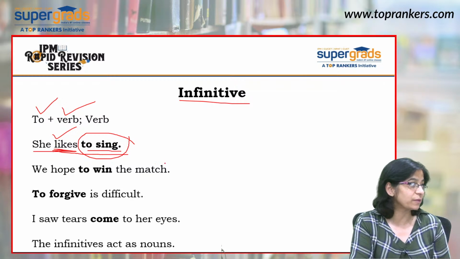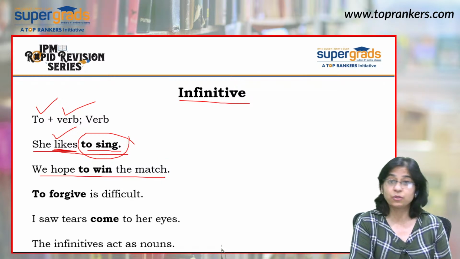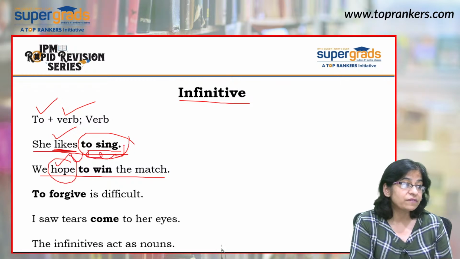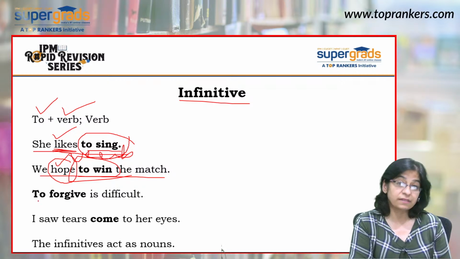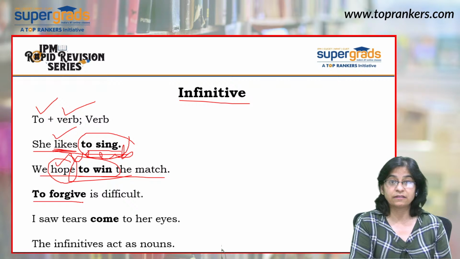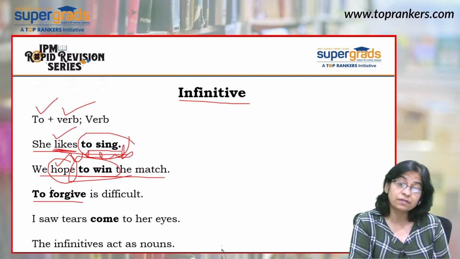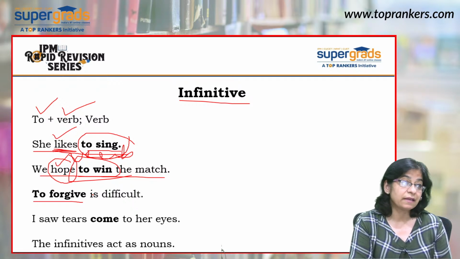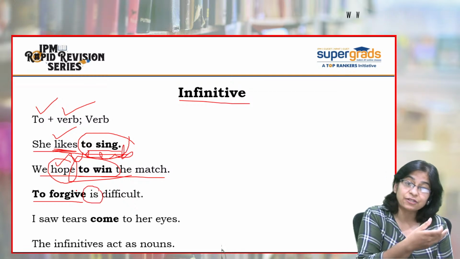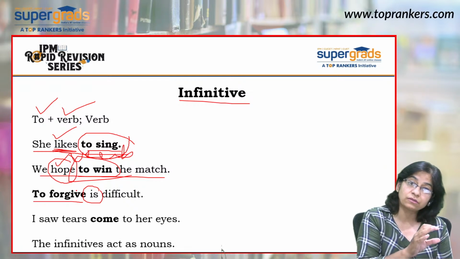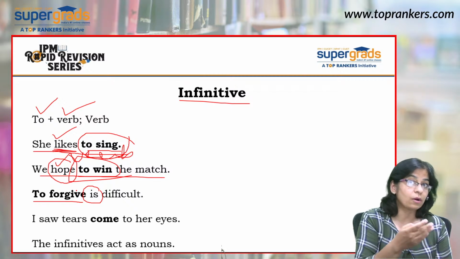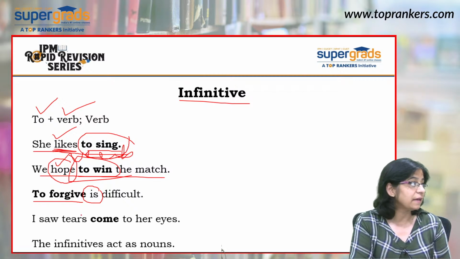Now let's see how this works. We hope to win the match. Now, what do we hope? The verb of the sentence is hope, and to win the match is the infinitive in the sentence. Now, there's another one. To forgive is difficult. Now, to forgive is not the verb in the sentence. The verb here is is. Now, what is difficult? To forgive. The act of forgiving is difficult. So, infinitives work like the nouns of the sentence, they are no longer working like the verb in a sentence.